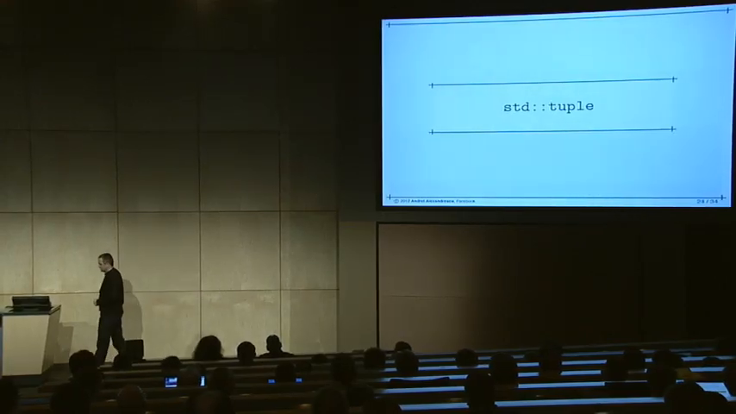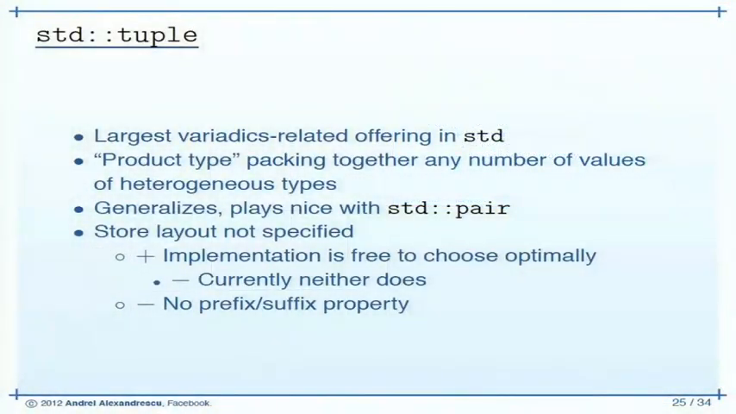Let's get a bit into std::tuple. So std::tuple is sort of the flagship offering of C++11 that uses variadics as a core facility, right? Again, it's a product type that packs together any number of values. So you can say, I'm using a tuple of int and double. I'm using a tuple of int, double, and string, and so on, right? Any type combination. It plays nice with std::pair. In fact, a tuple of two arguments is a special case that behaves more like a pair, with the pair primitives, and so on.